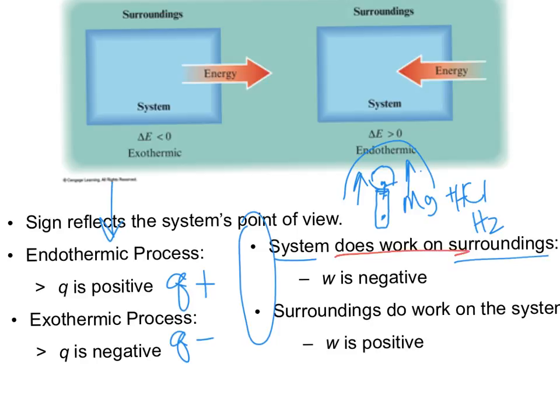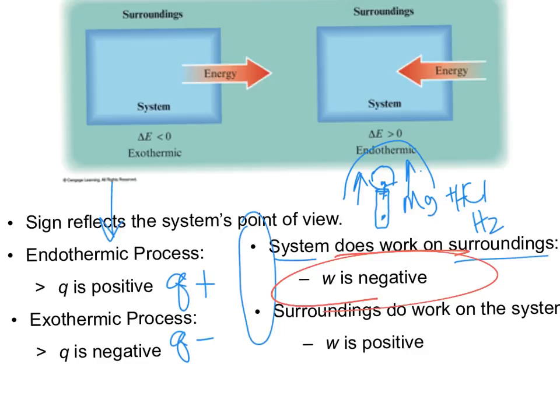So you are the system, you do work. Do you like to do work? No, you don't like to do work. So you think work is negative. So when the system does work on the surroundings, the sign is negative. And this works in physics too, so you can use this later when you get to that.